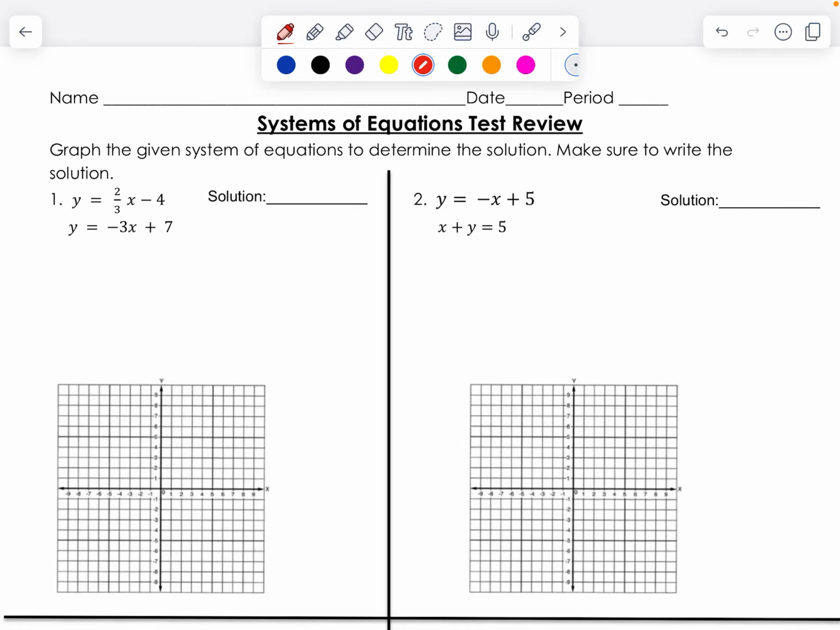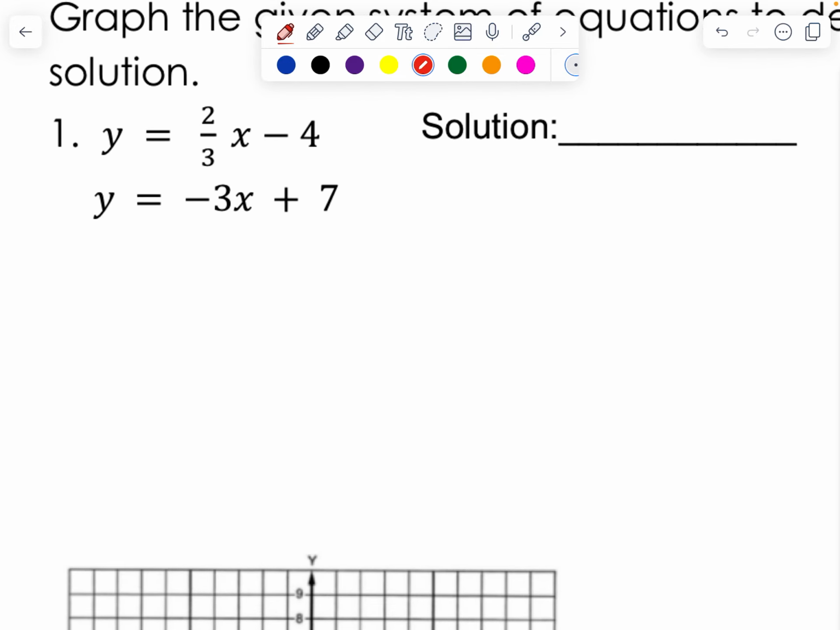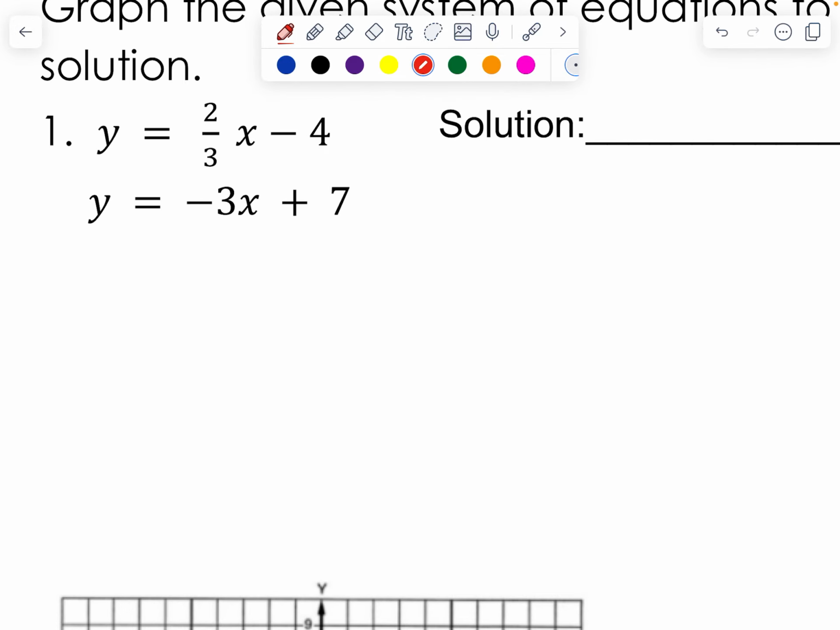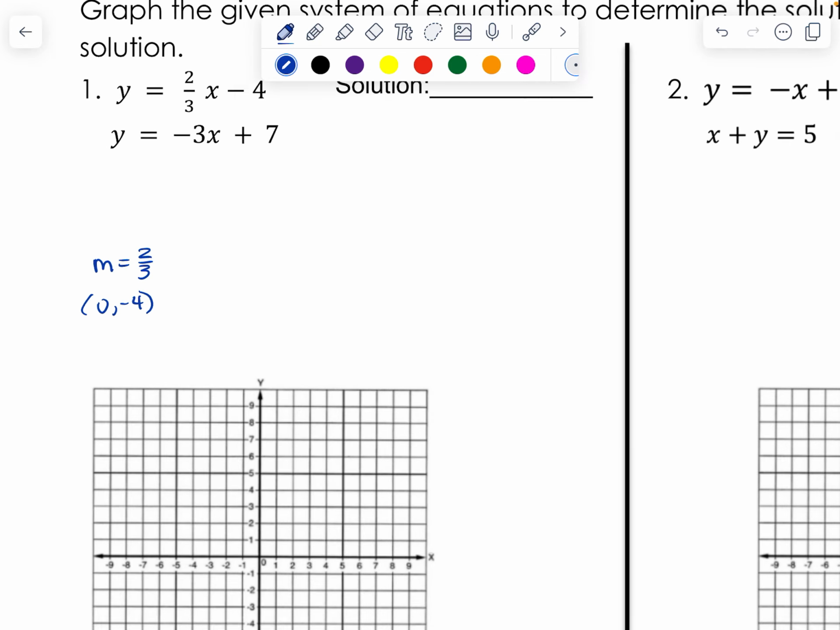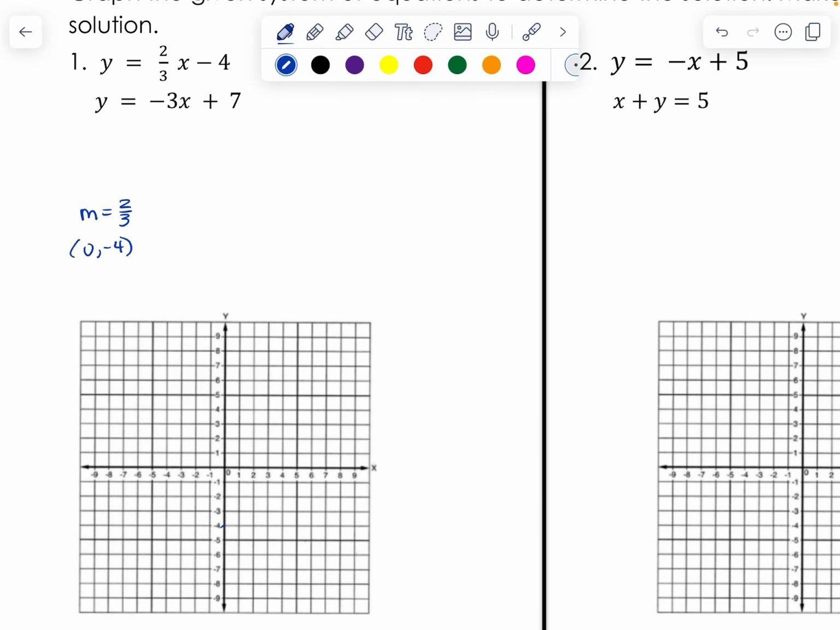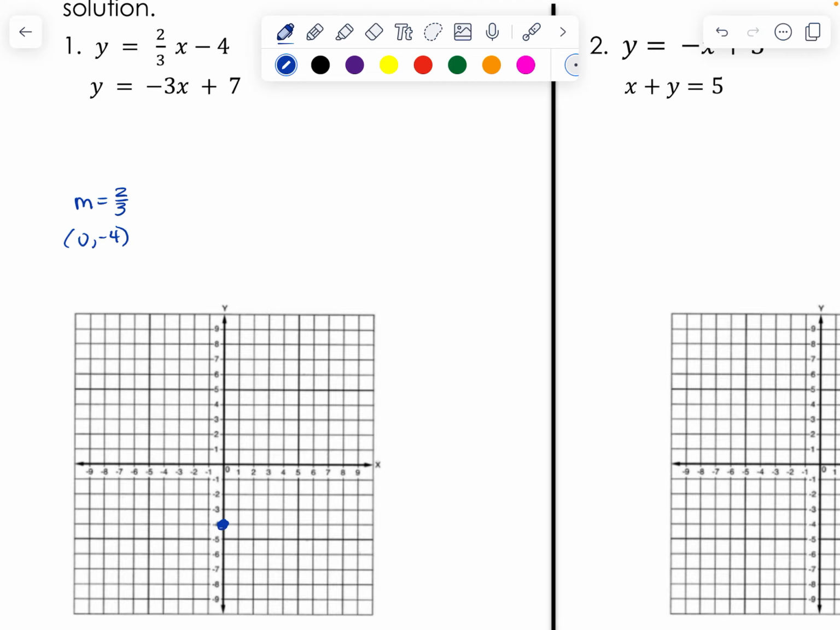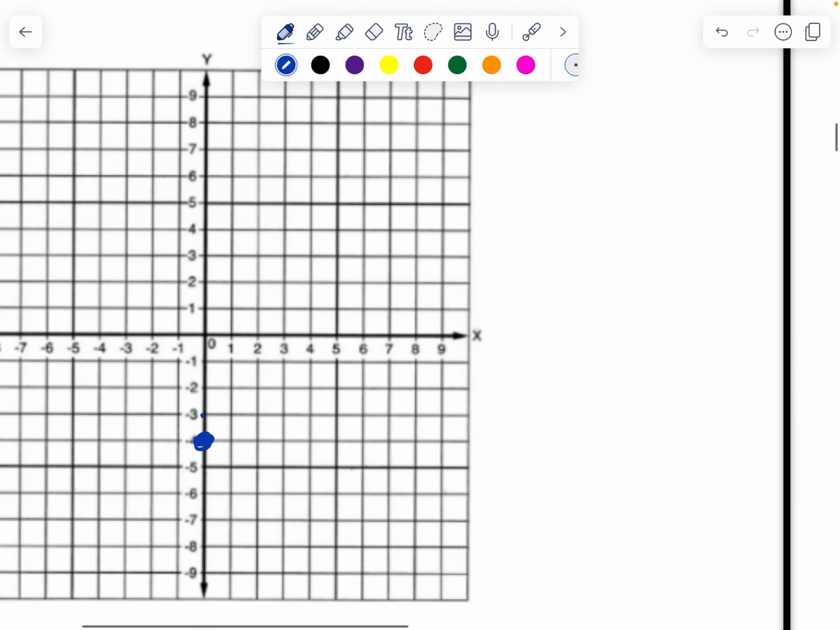Okay, the test review. Here we go. So the first equation, the slope is 2/3. The y-intercept is -4. So I go down to -4. It's a positive slope, so I'm going to go up 2, over 1, 2, 3.